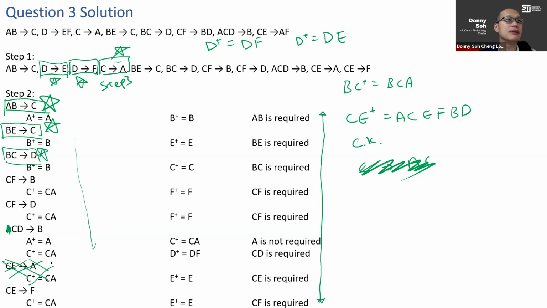CF implies B. Let me see. CF implies B is not required. Let me check. To see if CF is required or not, we find the CF closure. If we assume we don't have this and we find the CF closure, I'm not sure. Let's see. I know DF would be there, and D implies E and also F, so we get CDEF.